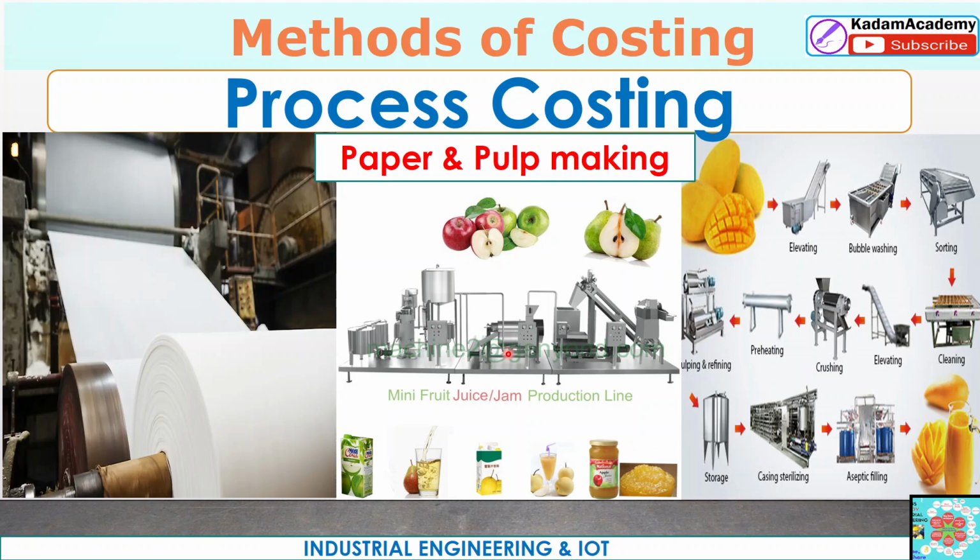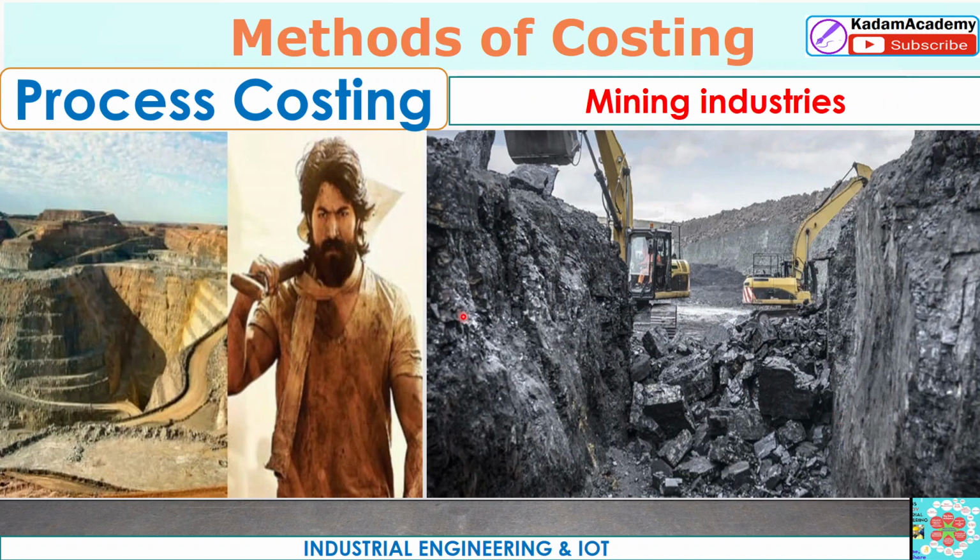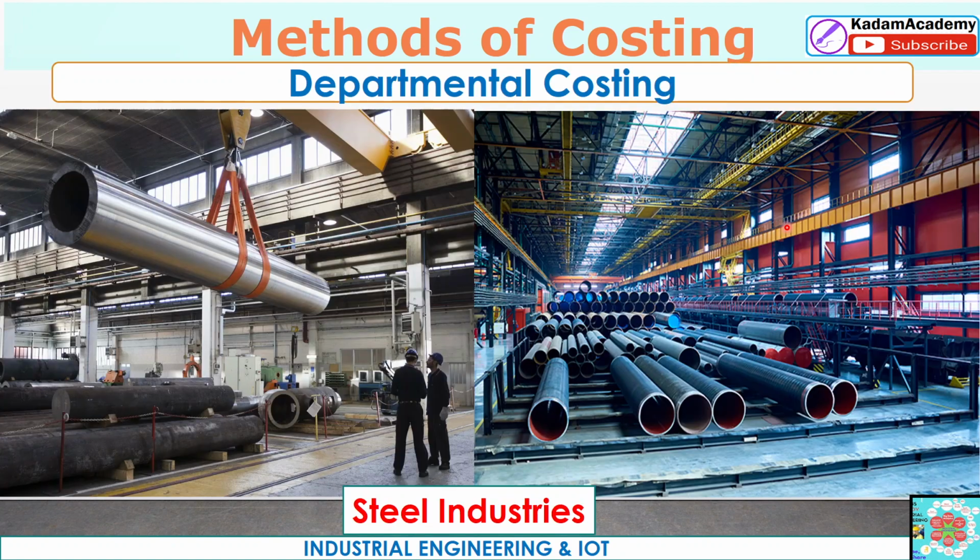The process sheet is a summary of all the types of industry. This is one of the types of process industry. Continuous manufacturing, mass production will be there, like this tire company. All these are industrial rubber making companies. Or you can see the mining industry also comes under the process industry.